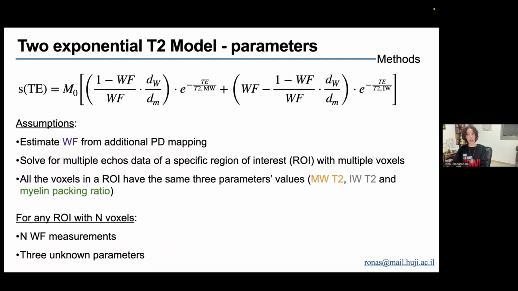So we are left with 4 unknown parameters: the water fraction, the myelin packing ratio parameter, and the T2 of the myelin water and intra-extracellular water. To solve this equation, we use several assumptions. First, we estimate the water fraction from additional proton density mapping. Next, we don't solve the model for each voxel, but for a specific region with multiple voxels. Now, in the region, all the voxels may have different water fraction values, but they all have the same parameter values for the myelin water T2, intra-extracellular water T2, and the myelin packing ratio parameter.